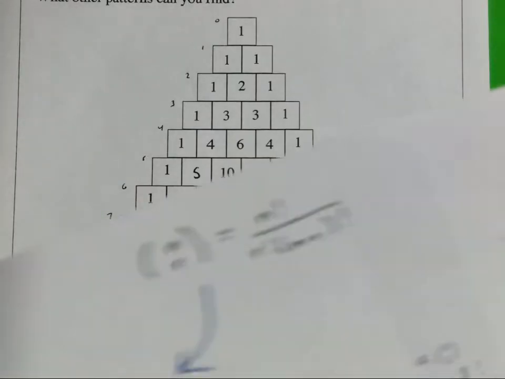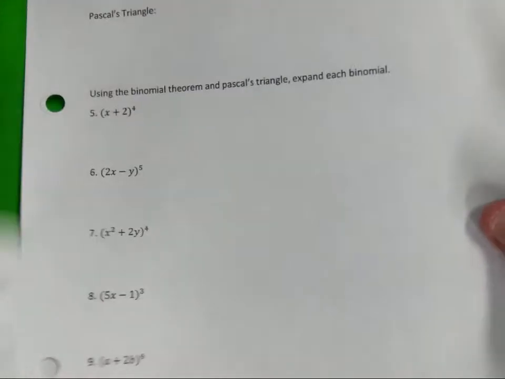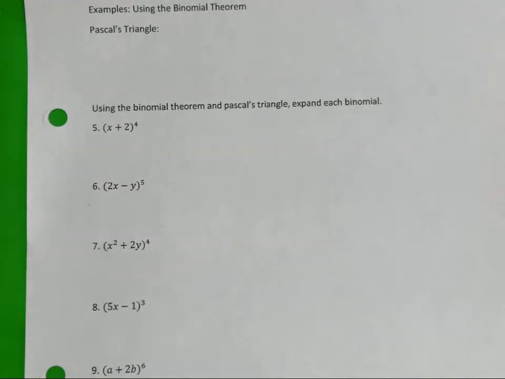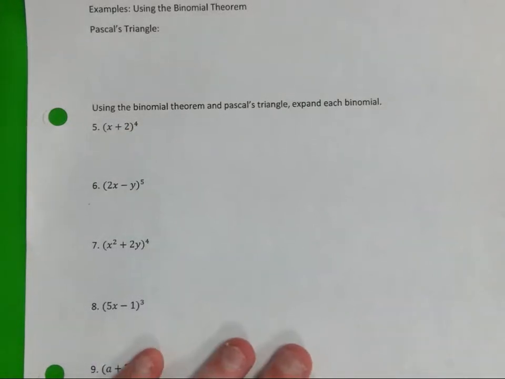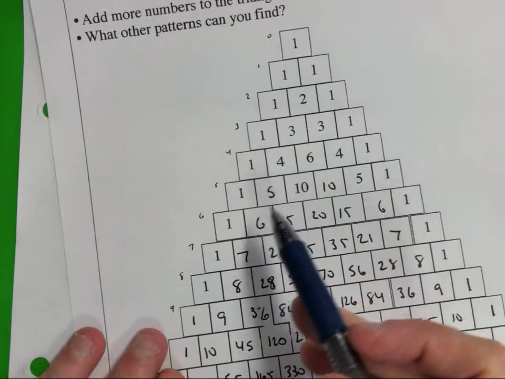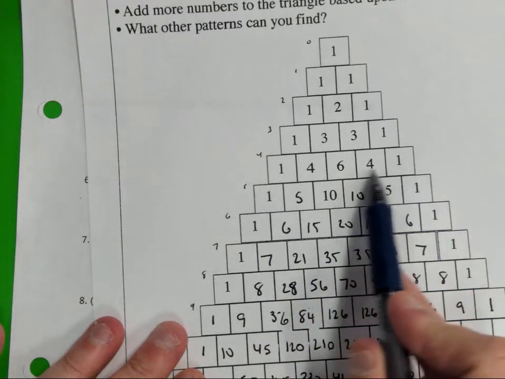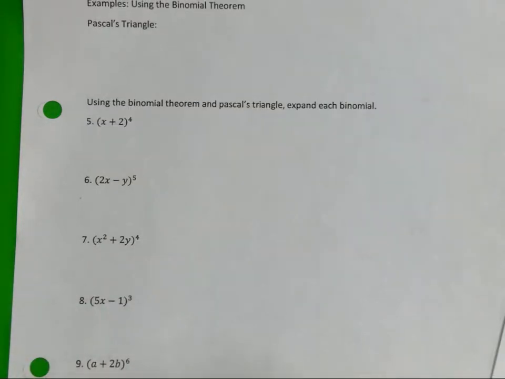All right. So on number 5, let's look at this. I want to know what x plus 2 to the 4th is. I'm expanding this binomial, making it get larger. What power is it raised to? 4. Okay, so what you do, guys, locate the 4th power. You see this? I'm going to write those numbers down. Watch me do this.